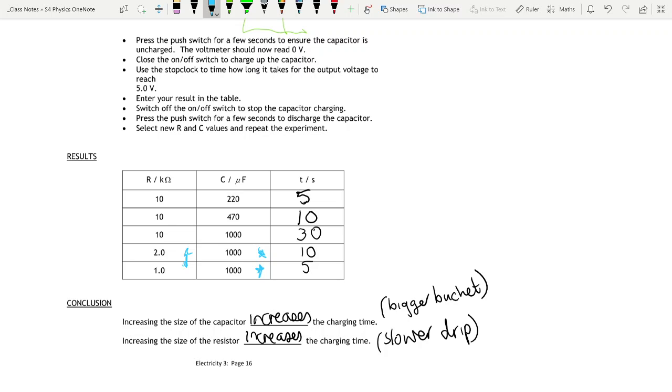So in conclusion, increasing the size of the capacitor increases the charging time, and increasing the size of the resistor will also increase the charging time. So that conclusion is what you need to know for using capacitors and resistors in circuits. Okay, so I'm going to stop there and let you watch.